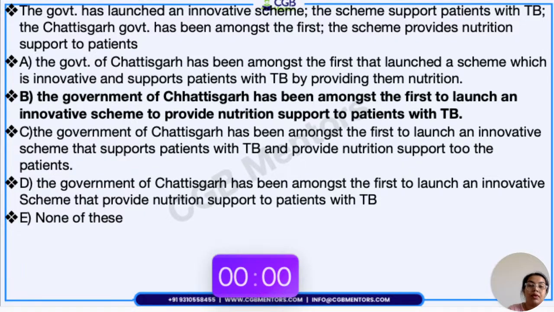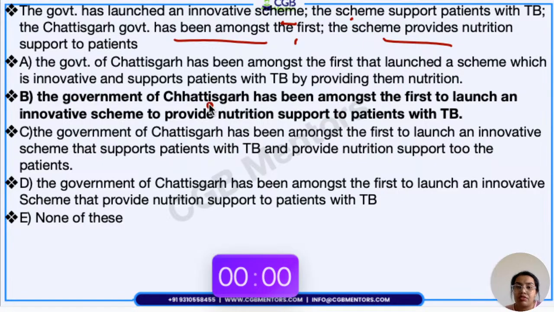Answer to this one is B. So the government of Chhattisgarh, we have portion. Government has launched a scheme. Scheme supports patients. Government has been among the first. The scheme provides three hints, or let's say two main sentences about the scheme, explaining scheme, and two sentences regarding कौन सी government ने launch करा.